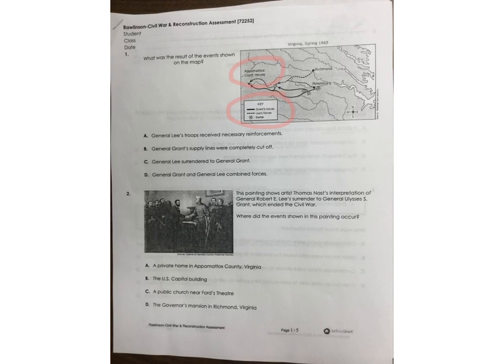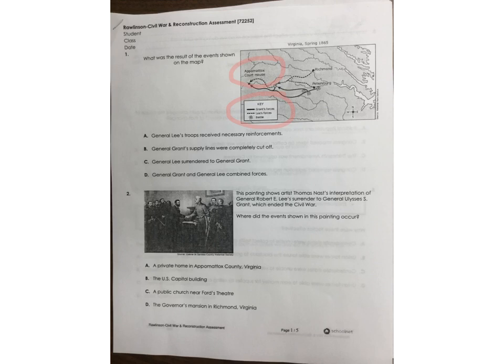A. General Lee's troops received necessary reinforcements. B. General Grant's supply lines were completely cut off. C. General Lee surrendered to General Grant. Or D. General Grant and General Lee combined forces.